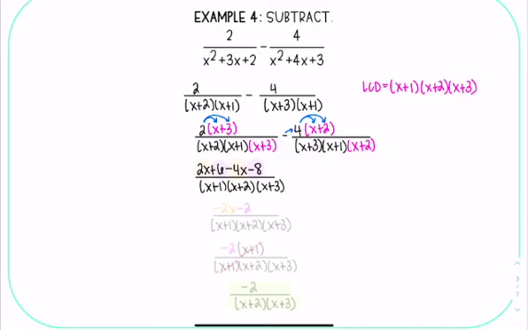So now we need to combine like terms. We have a 2x and a -4x. And we have a 6 and a -8. So 2 minus 4 gives me a -2x. And 6 minus 8 gives me a -2. All over my LCD.